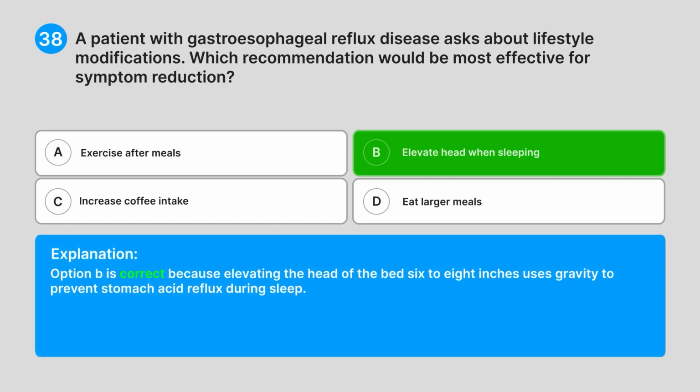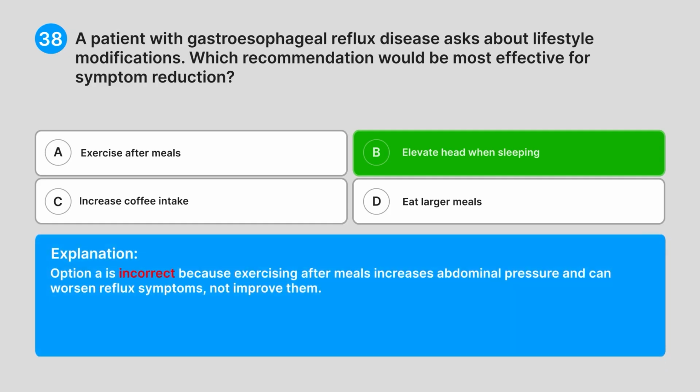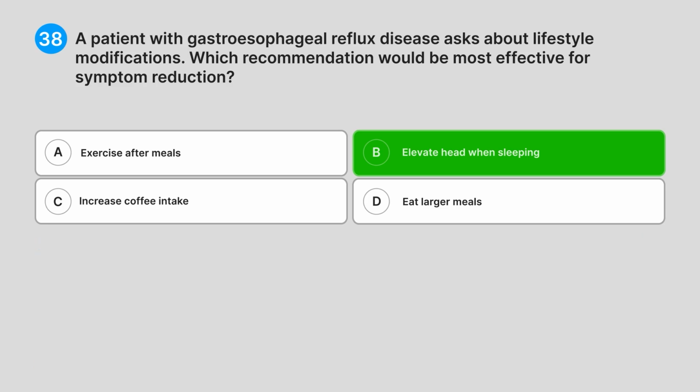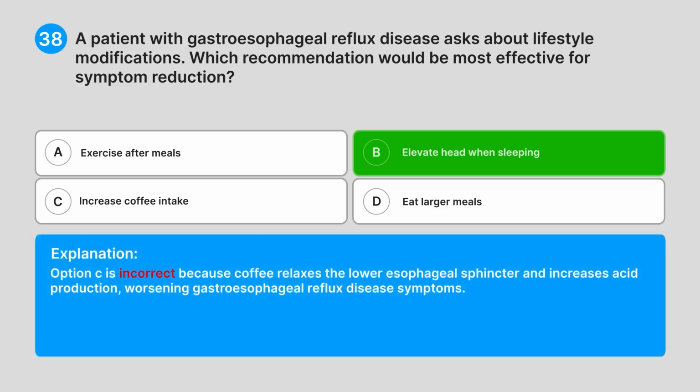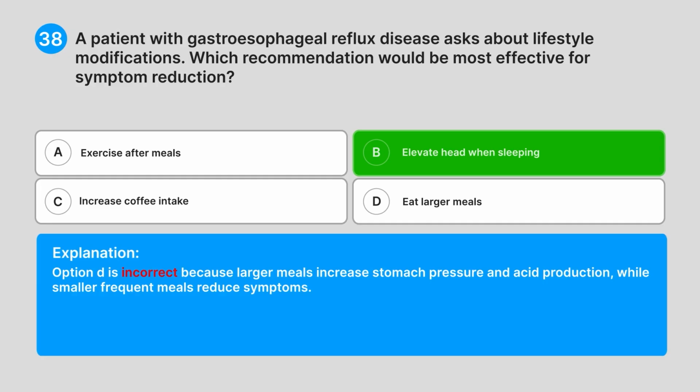Explanation. Option B is correct because elevating the head of the bed 6 to 8 inches uses gravity to prevent stomach acid reflux during sleep. Option A is incorrect because exercising after meals increases abdominal pressure and can worsen reflux symptoms, not improve them. Option C is incorrect because coffee relaxes the lower esophageal sphincter and increases acid production, worsening gastroesophageal reflux disease symptoms. Option D is incorrect because larger meals increase stomach pressure and acid production, while smaller frequent meals reduce symptoms.